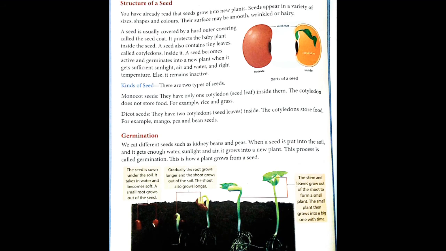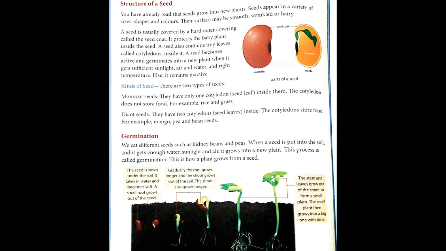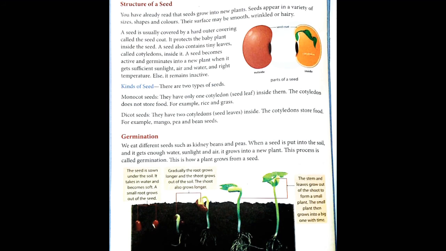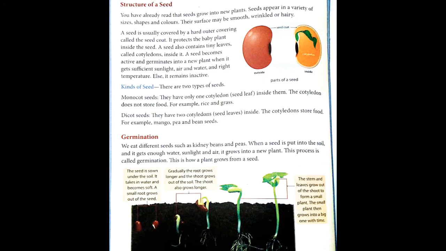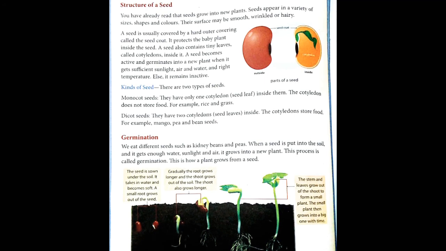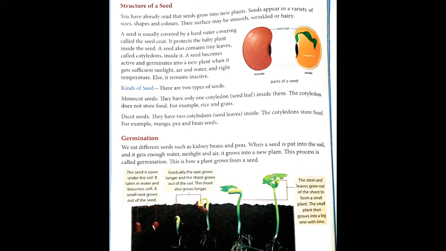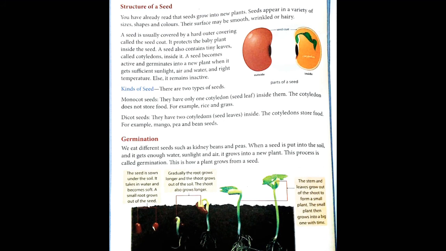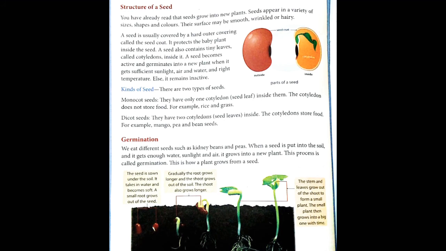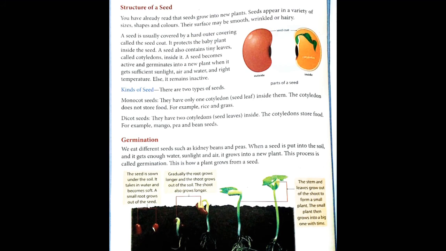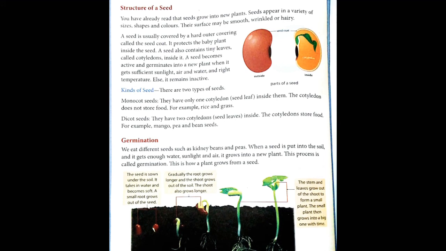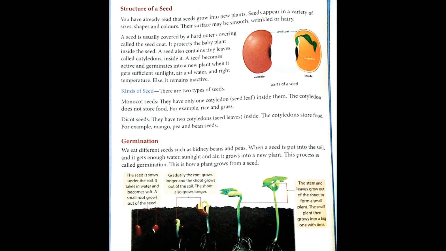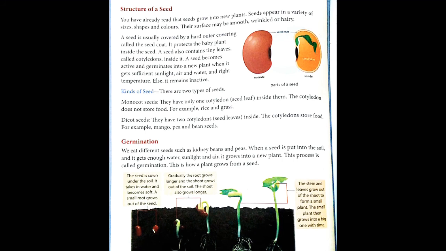A seed also contains tiny leaves called cotyledons inside it. So you can see in the picture, there is a picture of cotyledons drawn in the inside part. Okay, so that is cotyledons. A seed becomes active and germinates into a new plant when it gets sufficient sunlight, air and water and right temperature, else it remains inactive. So if you have any seed or lentil, if you keep it in your kitchen, it will not grow into a plant until and unless you sow it in the soil and it gets all the sufficient sunlight, air, water and temperature. Otherwise it will be inactive.